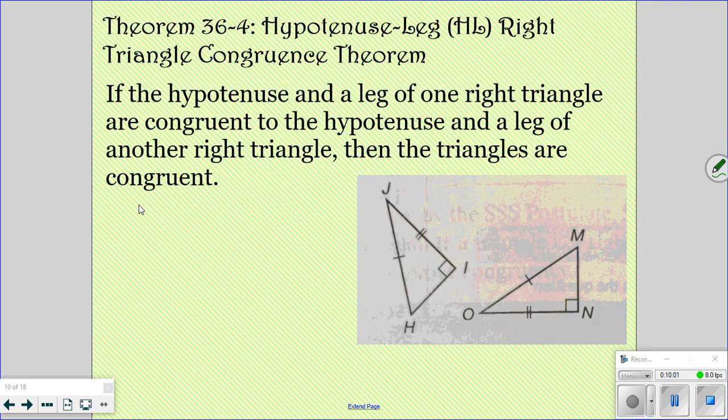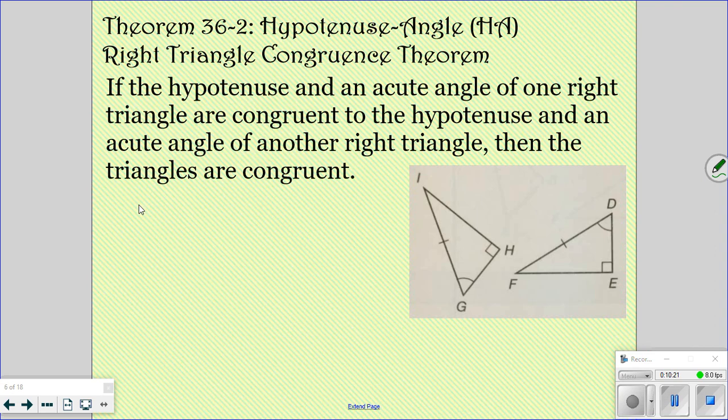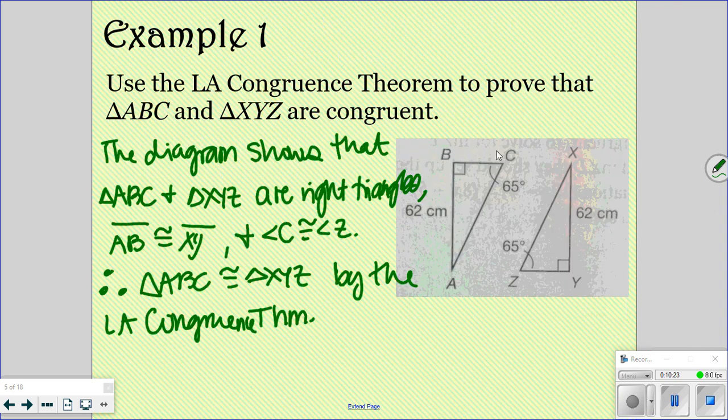Okay. Looking at the next one, this is the hypotenuse leg right triangle congruence theorem. If you have a hypotenuse and a leg that are congruent to a hypotenuse and leg of another triangle, then the two triangles are congruent. So those are the four that we're going to be using. I'm going to go back to the first one real quick. This one would be angle, angle, side. We could use that instead of the LA congruence theorem if you wanted.